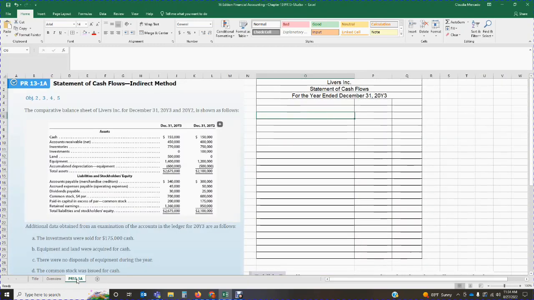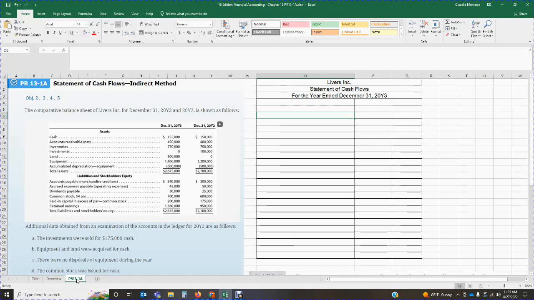There's a lot of information provided to us. We are going to have to analyze. We're not just going to plug in numbers. We have to figure out some of the numbers that we need to utilize in our statement of cash flows using the data provided for our balance sheet section. It says statement of cash flows, and we are using the indirect method, which is the method most commonly utilized in business due to the availability of information provided in our financial statements.